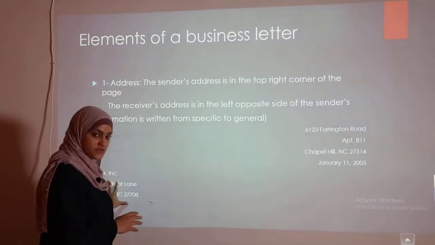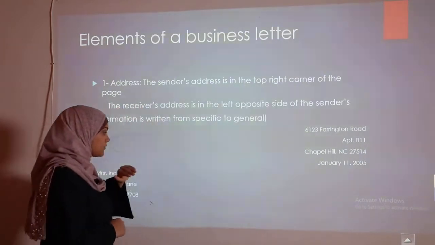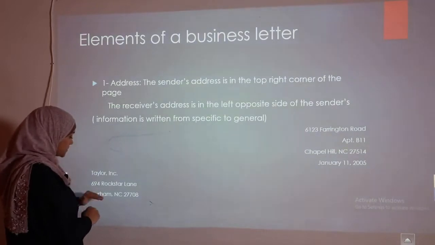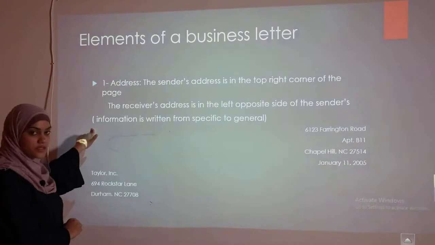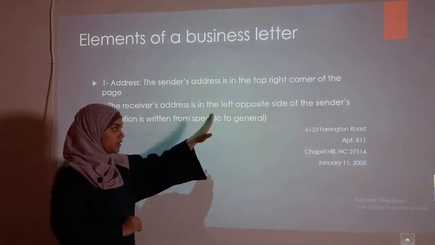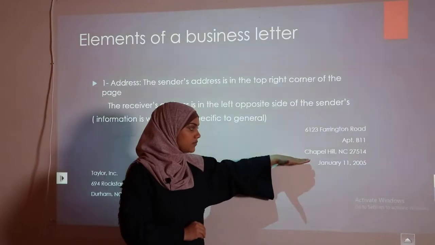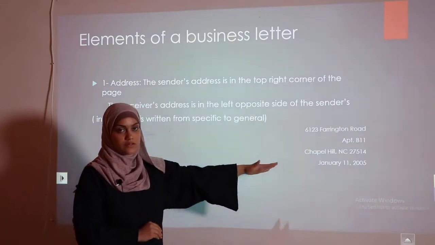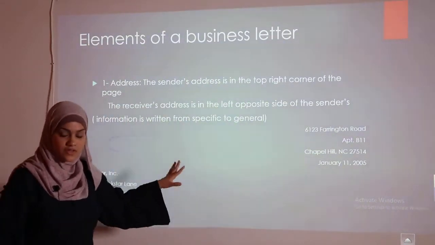We have 2 addresses. This address, top right corner, is going to be the sender, and then you skip one line, and on the opposite side you put the receiver's address. According to the place, you have to go from specific to general. So we have here the road, then the apartment, then the building, and you could put the state, the country, and then the date at the end. So this is for the address.